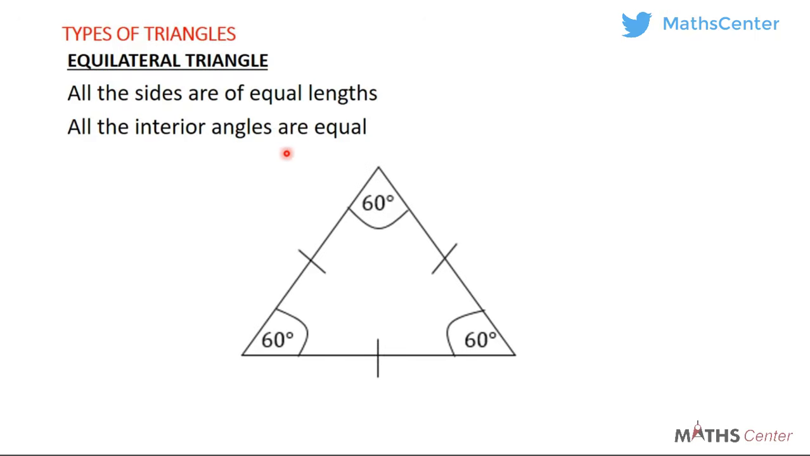and all the interior angles are equal. So the interior angle of an equilateral triangle is 60 degrees, because 60 degrees plus 60 degrees plus 60 degrees will give us 180 degrees. So if you take an equilateral triangle, all the sides are equal, and you know that using the lines that have been used here. So we have this line here, this line here, and this line here, showing that all the sides are equal. Then the angles are also equal, as it can be seen here.